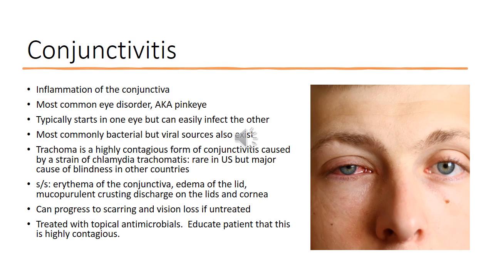Conjunctivitis or pink eye is an inflammation of the conjunctiva. It typically starts in one eye but can easily infect the other. Most commonly it is a bacterial infection, but sometimes viral sources can also exist. Trachoma is a highly contagious form of conjunctivitis and is caused by a strain of chlamydia. It's rare in the U.S. but a major cause of blindness in other countries.